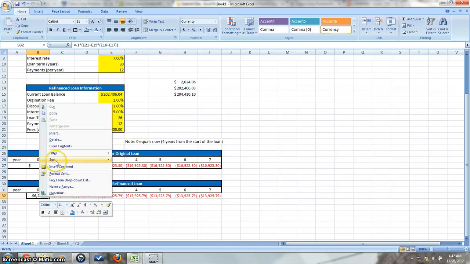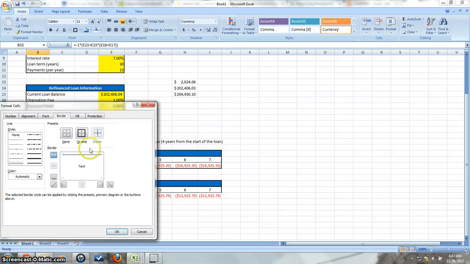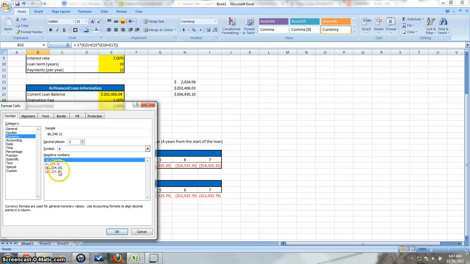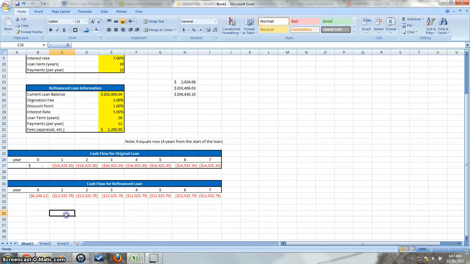And I might as well just show you how to format cells when the going gets tough. Well, just go ahead and do things the manual route. Now, I've got the cash flow for the refinance loan here. So we'll look at the profit from refinancing.